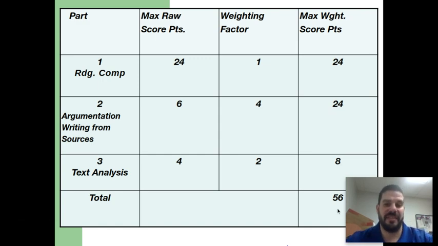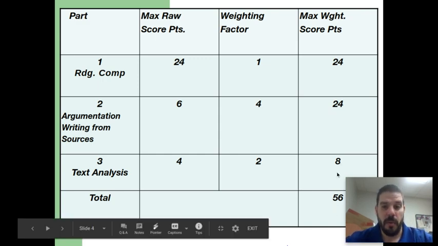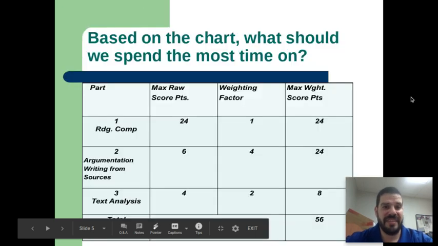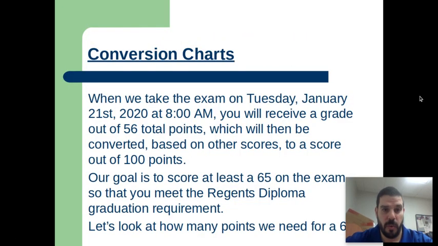Okay, what they do is they take the number that you get, the raw score, and they put it into a conversion chart. So Tuesday morning, you're going to start the test. The test starts Tuesday, January 21st, 2020 at 8 a.m. You might need to know this. And you're going to receive a grade out of 56 points.